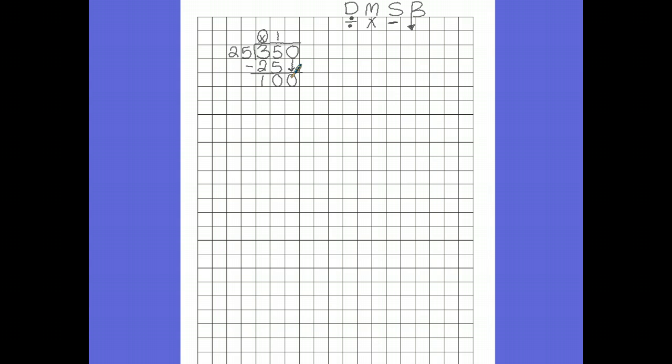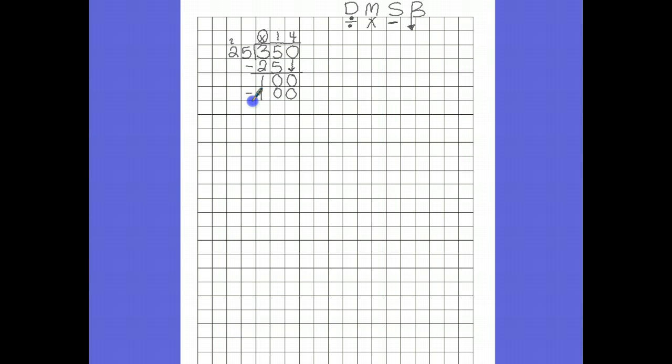So we go back to, can 25 go into, this time, 100? Yes, it can. 25 can go into 100 4 times. So I'm going to put a 4 up here. 4 times 5 is 20, so I'm going to put my 0, carry my 2. 4 times 2 is 8. 8 plus the 2 I carried gives me 10.